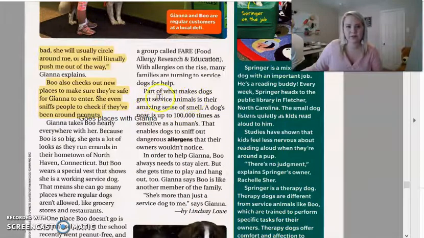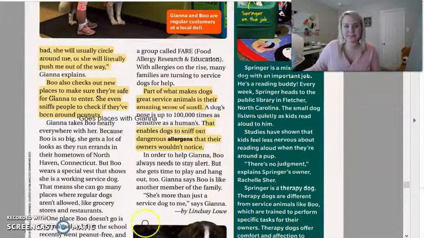Right here it says part of what makes dogs great service animals is their amazing sense of smell. So that would be a really good supporting detail because now I know that she is trained using smell. So whenever she can smell something, she can alert her owner. That enables dogs to sniff out dangerous allergens that their owners might not notice. So this is a good one. So we have highlighted some really good supporting details here.